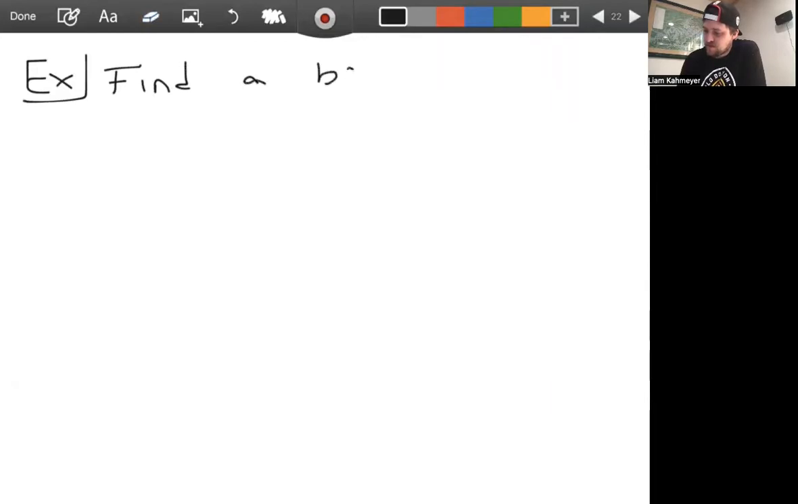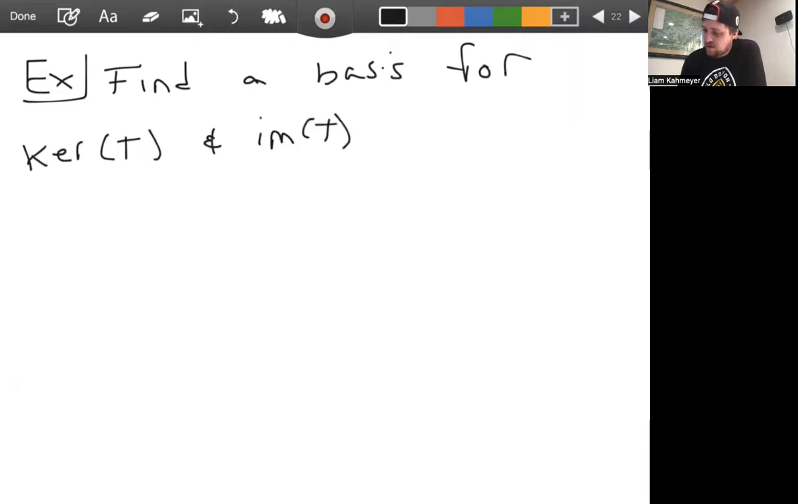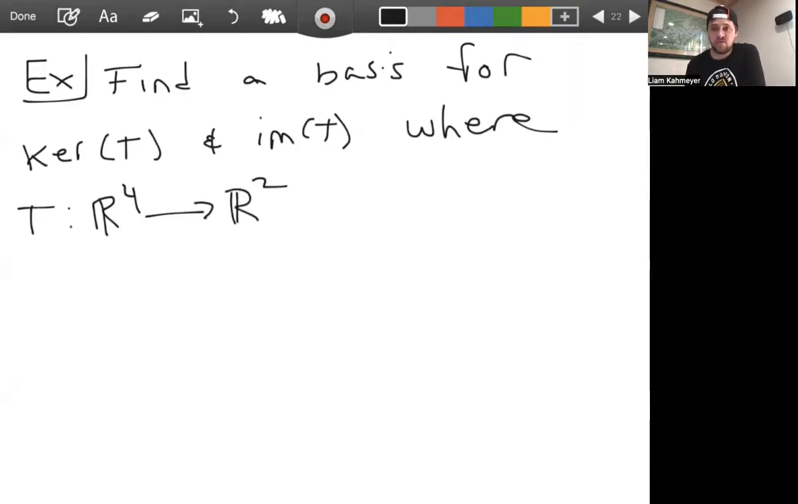So let's find a basis for, let's say, the kernel of T and the image of T, where T is a map from R4 to R2. And so it's not an isomorphism because the dimensions of the domain and codomain are different.